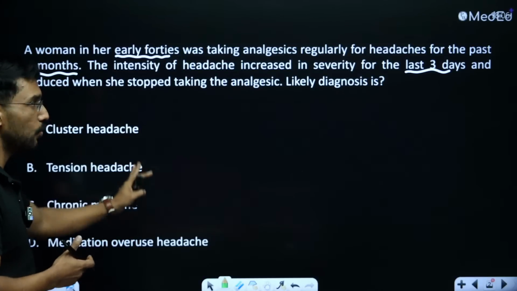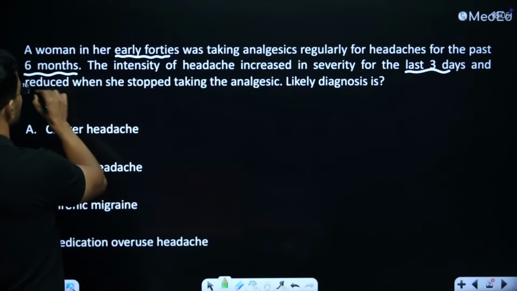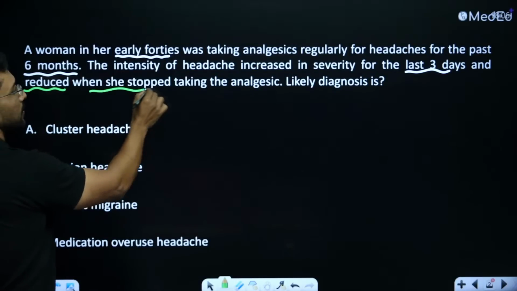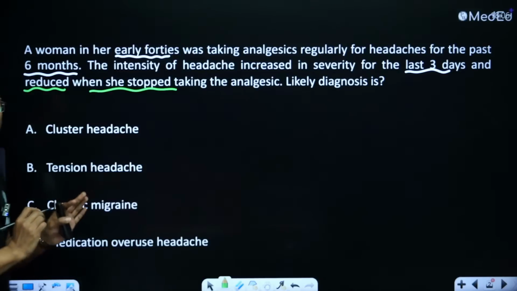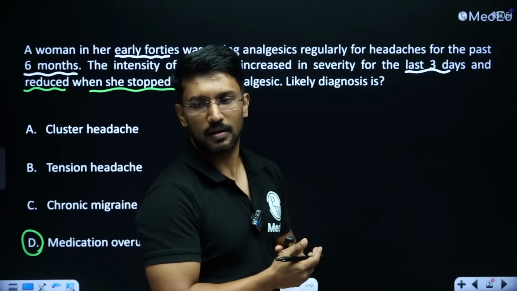Of course, I cannot commit to any of these diagnoses, but improvement in the headache when she stopped taking the analgesic points towards medication overuse headache. So option D, as most of you had pointed, will be our answer.